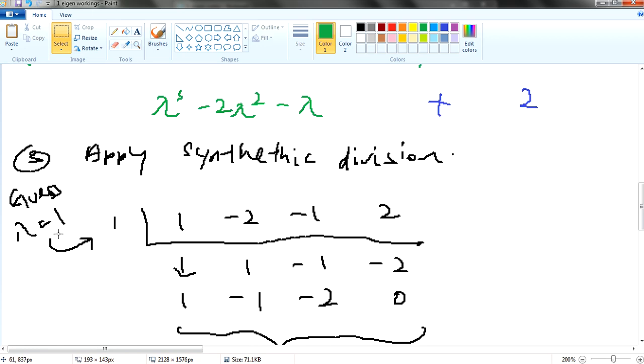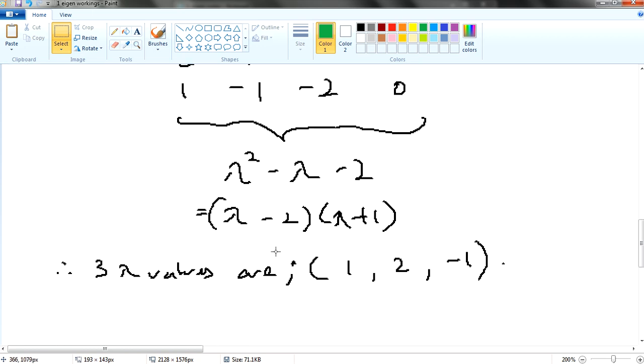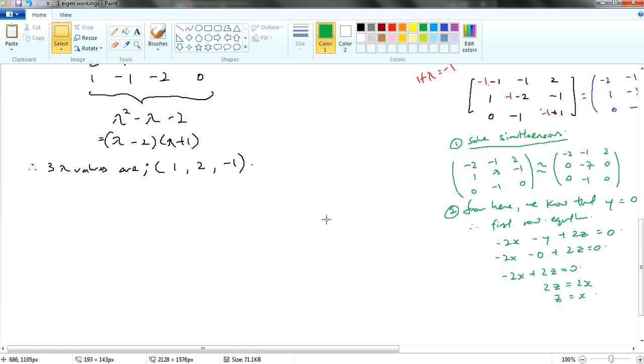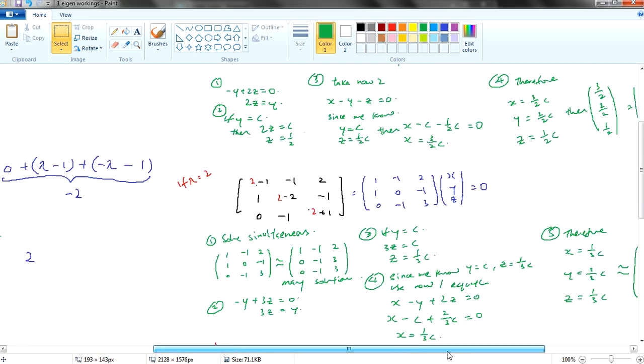After which you get these two roots, and you know that your first guess lambda equals 1. So you finally know that your three lambda values are 1, your first guess, and 2 minus 2 equals 0, and minus 1 plus 1 equals 0, which is this. So this is what it is.